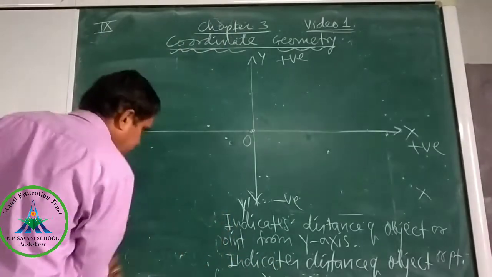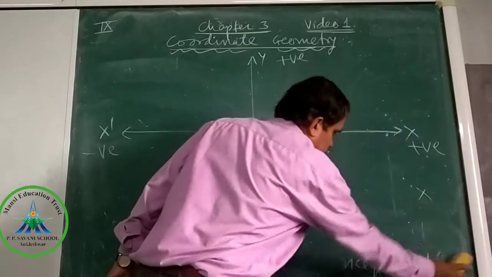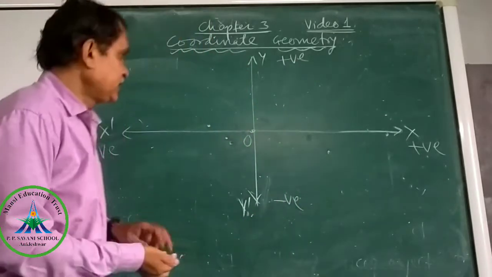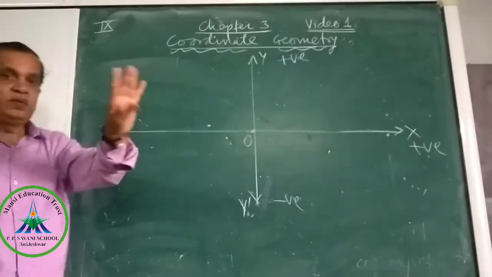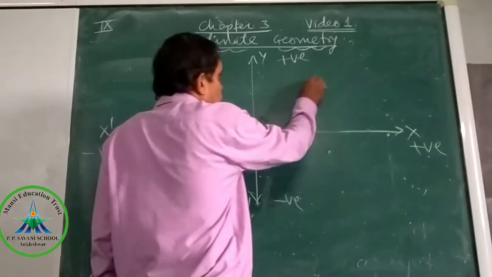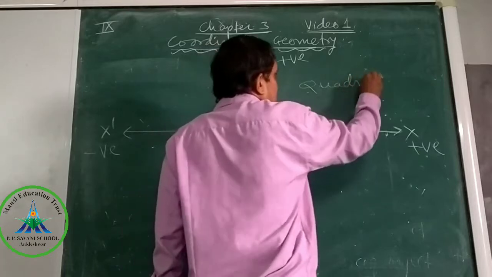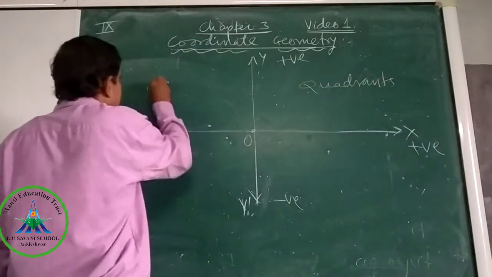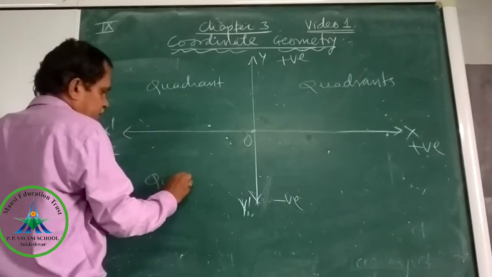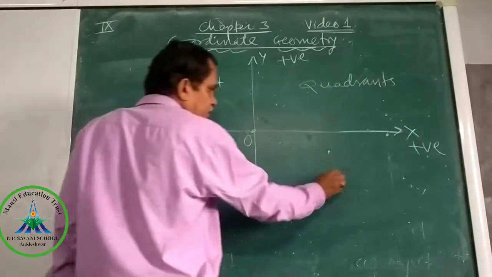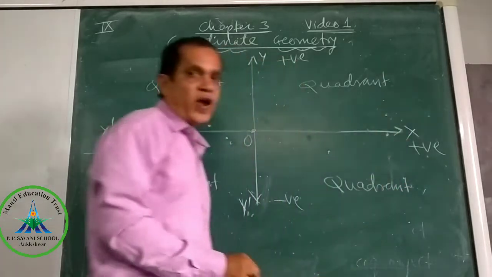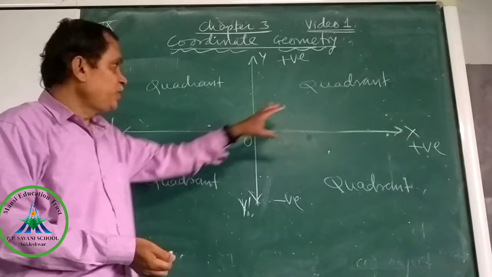Okay. Now see, students. Clearly, it's very easy to understand. X-axis and y-axis divides the plane in 4 parts. Okay. These parts are known as quadrants. Quadrant. See, quad means 4. Quadrants means 4 parts.